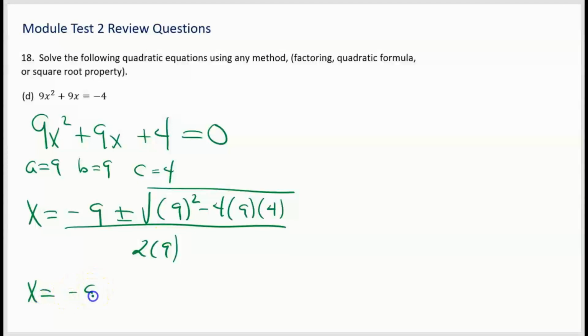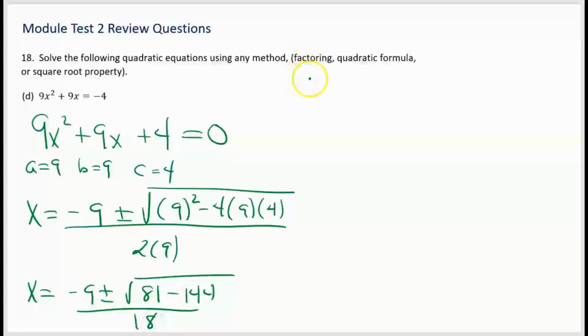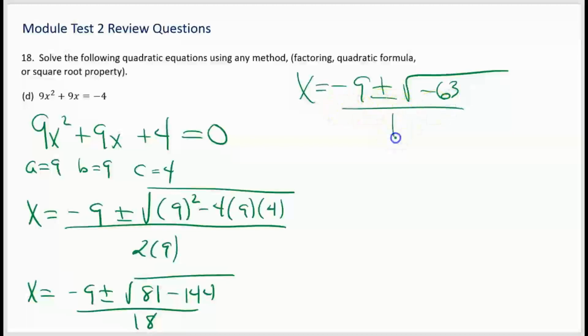I keep going. That's negative 9 plus or minus the square root of 81. Now I have 4 times 9 is 36 times 4. Probably should be able to do that in my head, but I don't want to. So 36 times 4 is 144. So 81 minus 144, and that's all over 18. So I have x is equal to negative 9 plus or minus the square root of, now 81 minus 144 gives me negative 63, over 18. Is that okay? Sure it is. It's just imaginary.